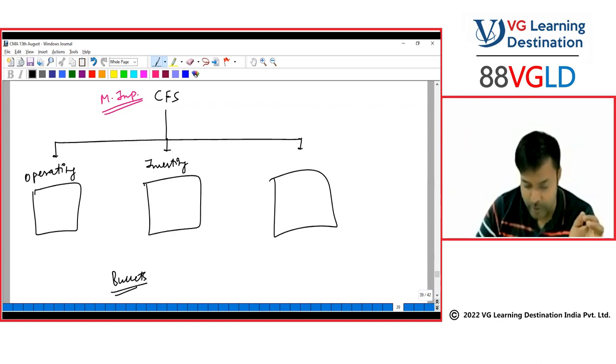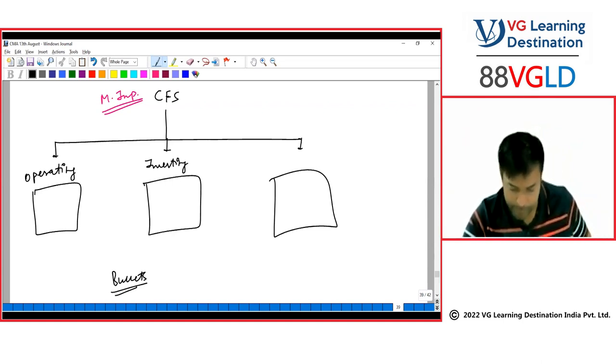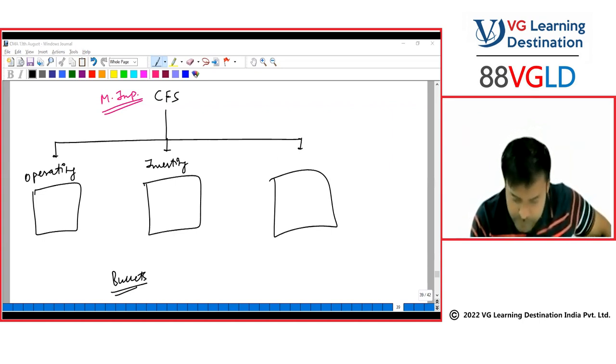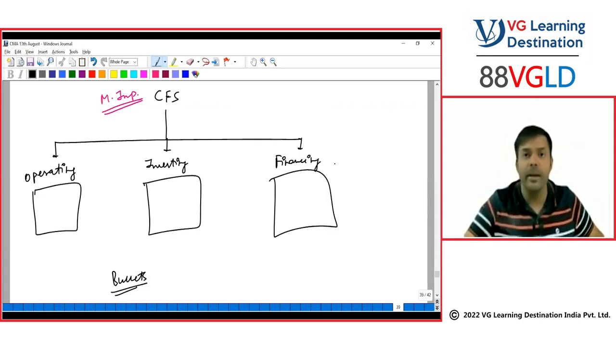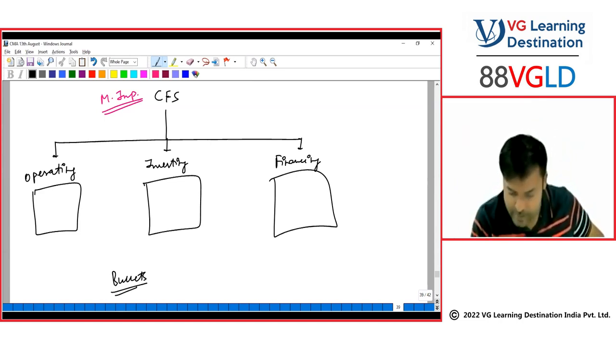Third bucket is going to be, everyone, what is the third bucket? Financing. That means if you are taking any loan, or if equity is coming in, that's the third bucket. Financing. I hope the bucket point is clear. Antariksh, I hope it is clear. Very basic, I'm doing it.